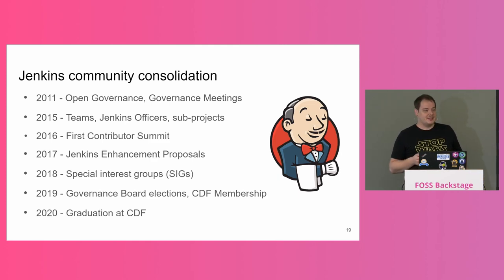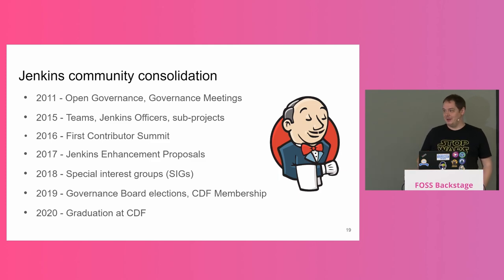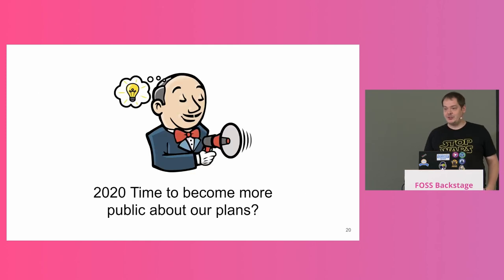100 contributors sounds awesome for many projects, I guess. But for Jenkins, it was not enough. If you have 2,500 repositories and 2,500 nominally active components, then probably 100 maintainers isn't enough for that. And actually, in 2020, when we discussed our state, we had a contributor summit. Our biggest question was how we go ahead.